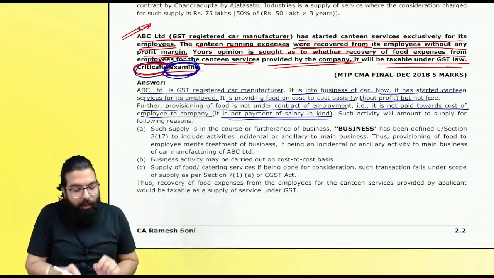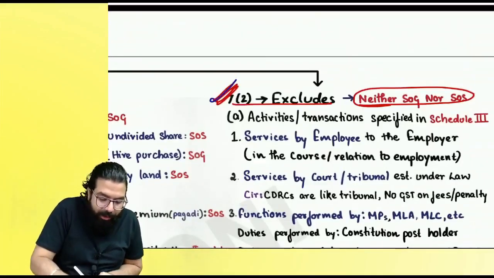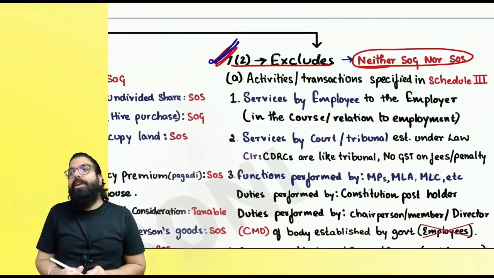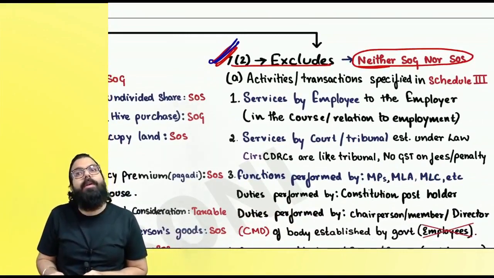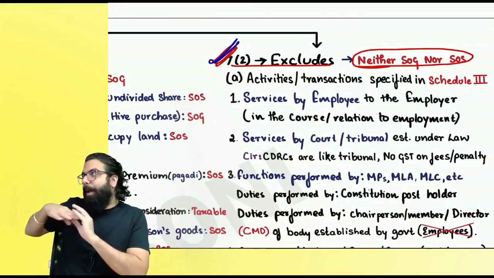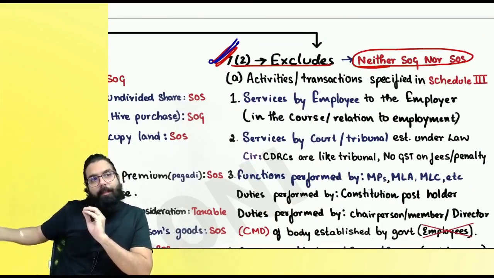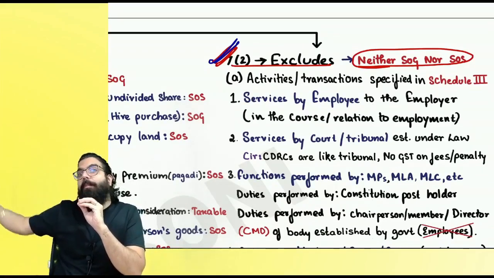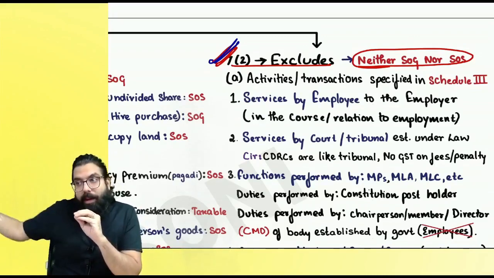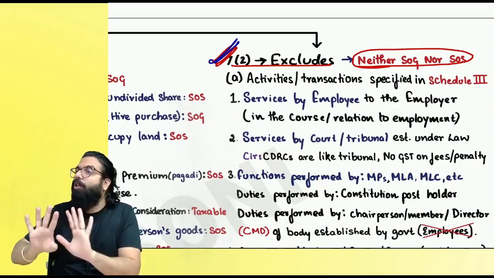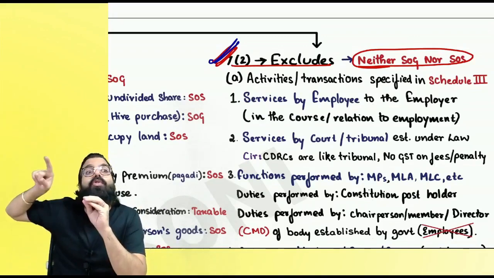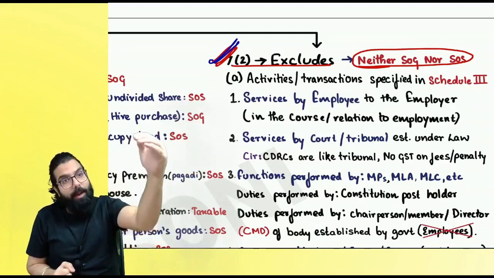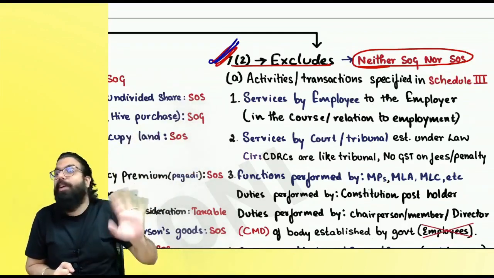Everyone, listen to me very carefully. When you read Section 7(2), it says what is neither a supply of goods nor a supply of service. Whenever an employee gives services to the employer, and the employer gives salary, those services are neither supply of goods nor supply of service, because that is in the course of employment. If I am an employee providing you service in the course of my employment and you are giving me salary, then there is no GST.